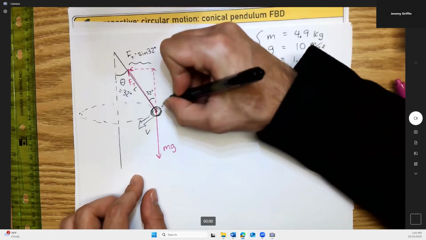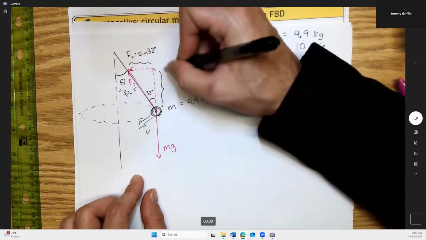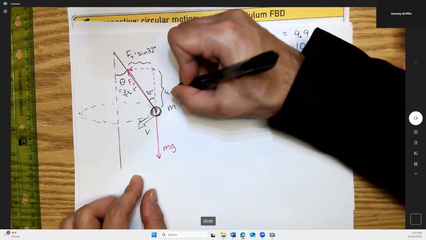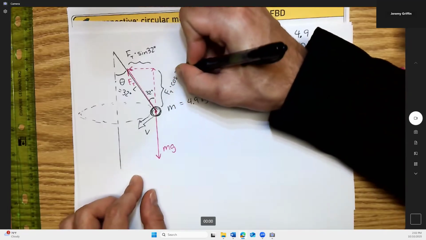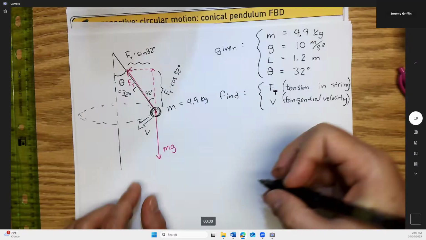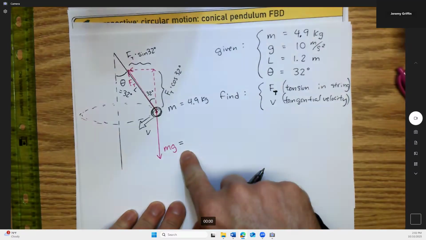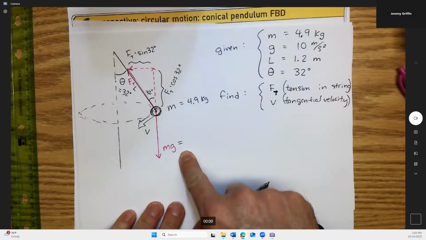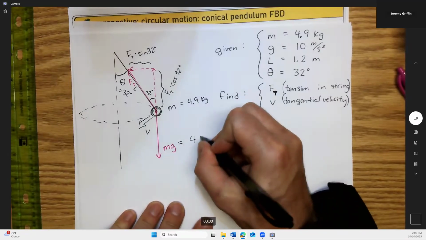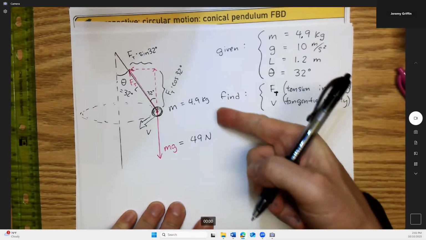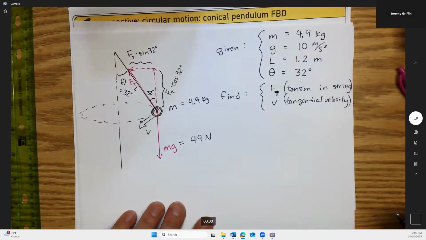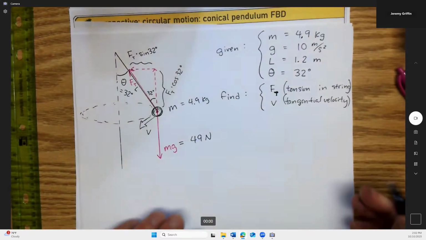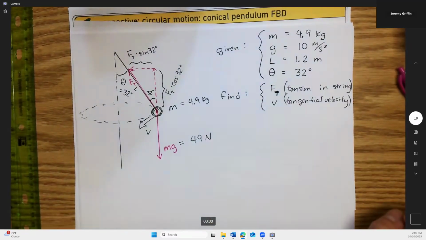Okay? And would this one here be not the sine component, but the what? Cosine. So tension force times cosine of 32 degrees. Okay? And who can tell me what's the weight of this object in newtons again? 49. Yeah, 49 newtons. It's 4.9 kilograms, weighs 49 newtons in Earth gravity. Okay, all right, so we're working our way around. You guys good so far?